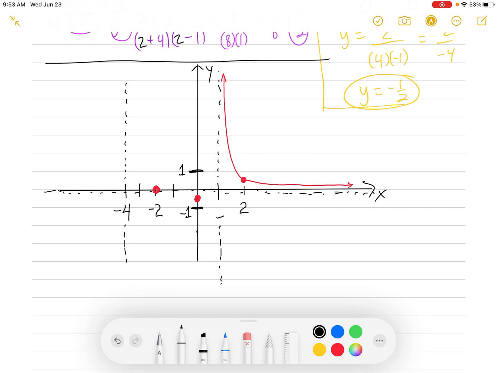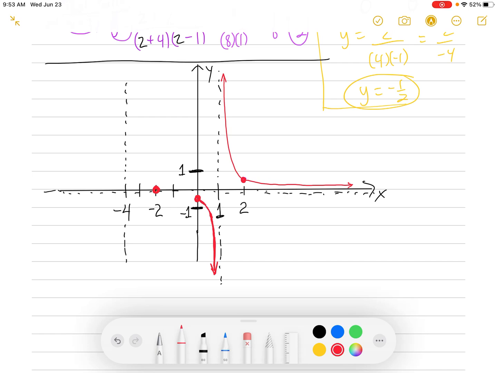That means on the left side of 1, so here's 1 right here. Oops, I lost it. Here's 1 as a vertical asymptote. On the left side of 1, your graph is going to be doing the opposite of what it was doing on the right side. So it's going to be going down in this direction. Down.